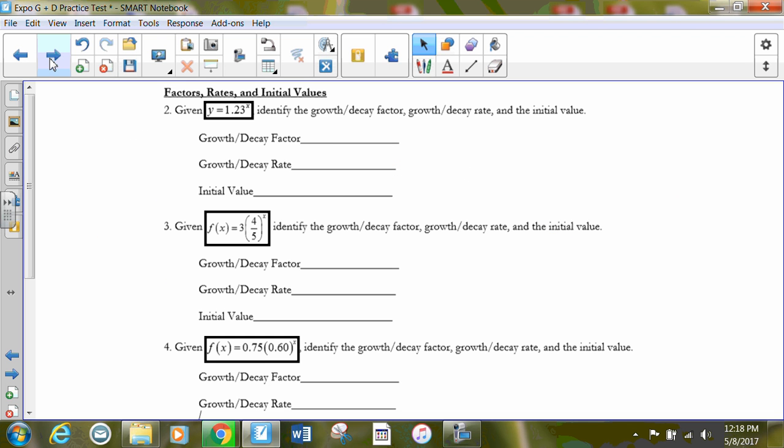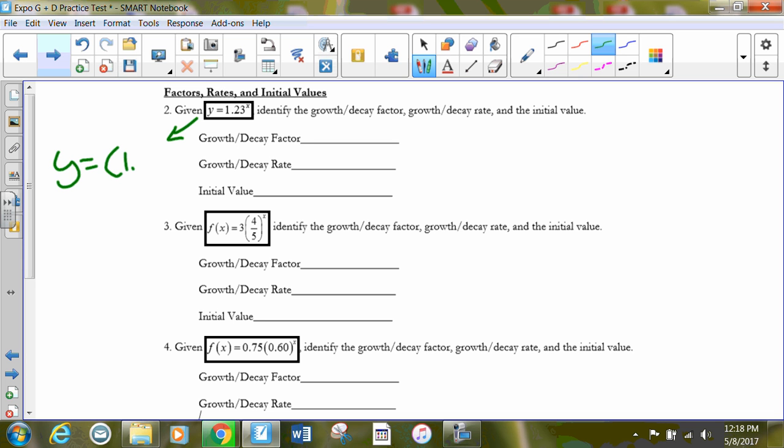Okay, and then we'll have this part in the factors, rates, and initial values section, where they're going to give us an equation, and they're going to ask us for these things. So we need to be on the lookout for this type of equation right here. I'm going to rewrite it. Does it help if I rewrite it like this? There we go. That tells me it's a growth, right? And my factor, remember I told you in class, it's a fact that this is my growth factor. Whatever is the base that's being raised to the x, that is your factor. It's a fact that 1.23 is a factor.